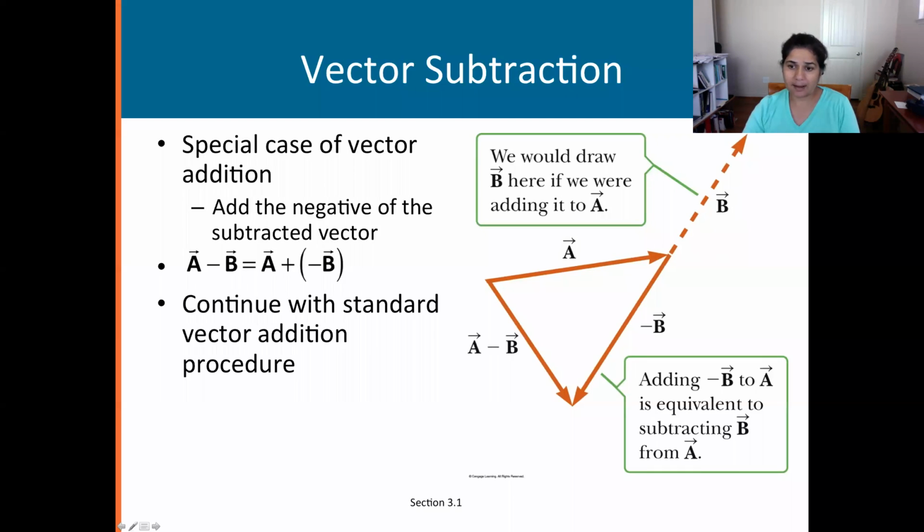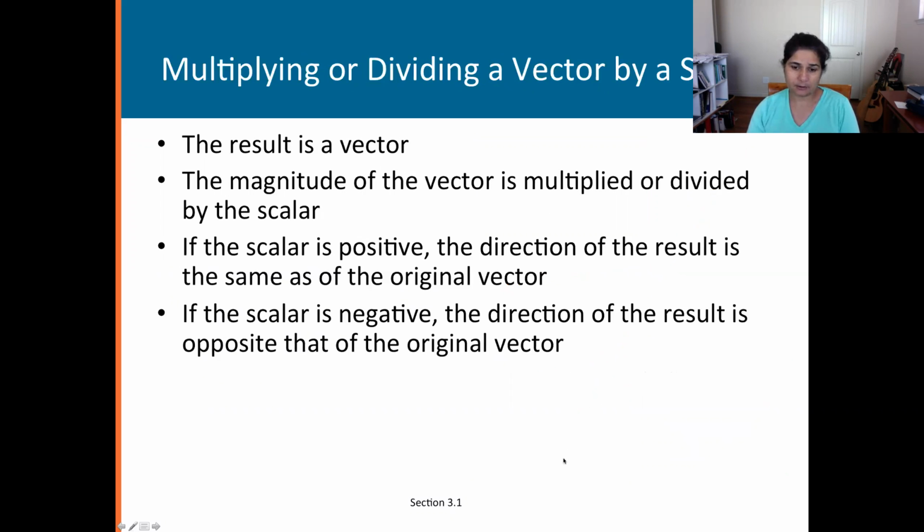But we want to do A minus B, so we need to take the vector B and flip its direction 180 degrees. So this is the negative of B, okay, negative vector. So we're going to now add A and negative B, and that's going to give us the resultant R, which is effectively vector A minus vector B. So that's how you do vector subtraction, okay, as an addition of a negative vector.